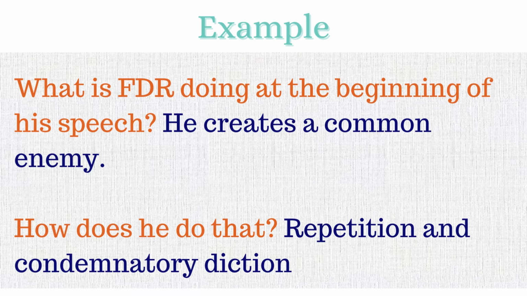So in the beginning of his speech, FDR creates a common enemy. That's what he's doing. Now, how is he doing that? Well, through repetition and condemnatory diction. Fancy word there, but remember, diction is word choice. We want to put some sort of descriptor or adjective in front of the word diction, because otherwise we're just saying that the writer uses words. And that's not exactly a profound thought.